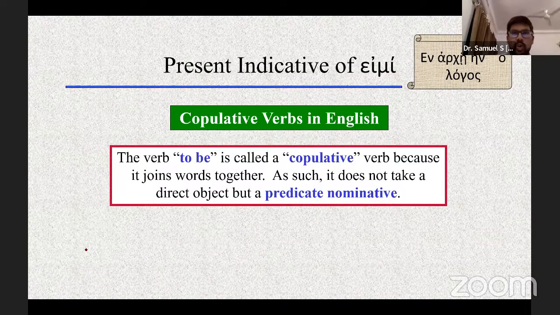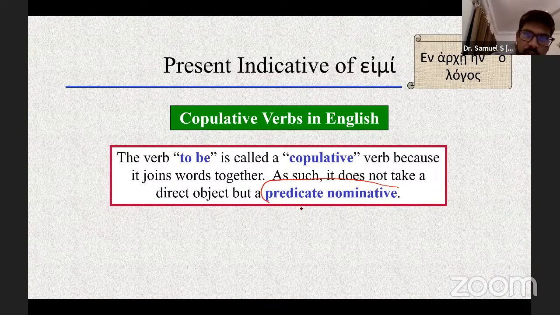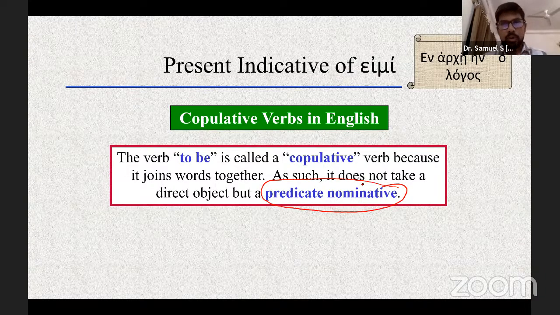The verb to be is called copulative because it joins words together. As such, it does not take a direct object, but a predicate nominative. I think I mentioned this in one of our sessions. What's a predicate nominative? A predicate nominative is where the noun is in the nominative case.